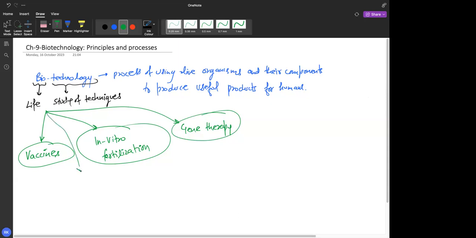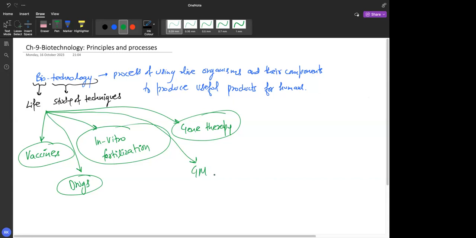Anything else? Vaccines, IVF techniques, gene therapies, or what else? Developing drugs, right? When I say drugs, it's the medicinal drugs, of course, and like insulin. Cheese, curd, most of the dairy products, probiotic drinks, everything around us is a product of biotechnology these days. Yes, you're right, Parker, antibiotics and all.